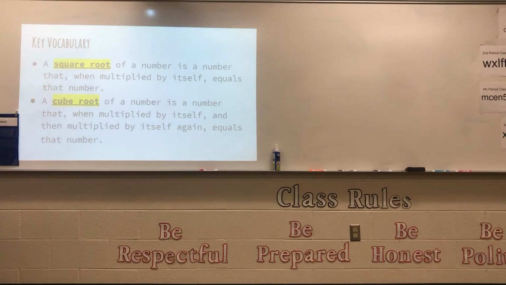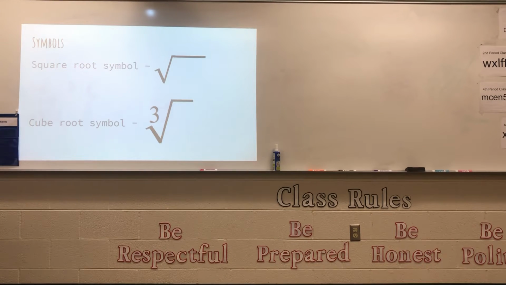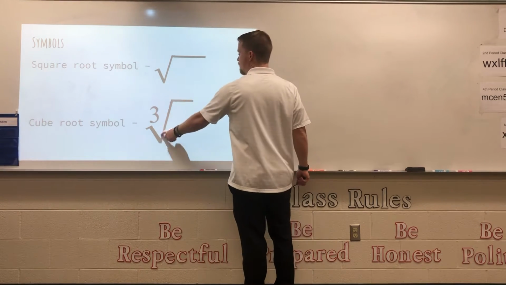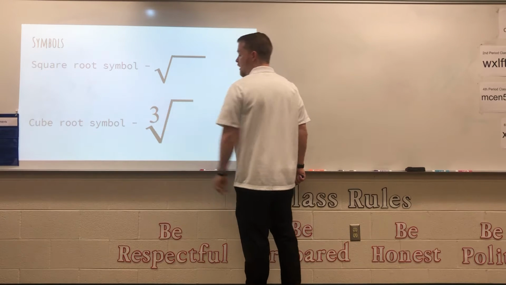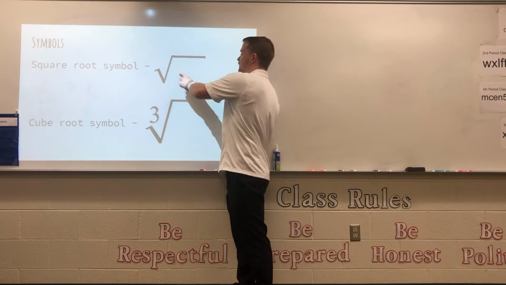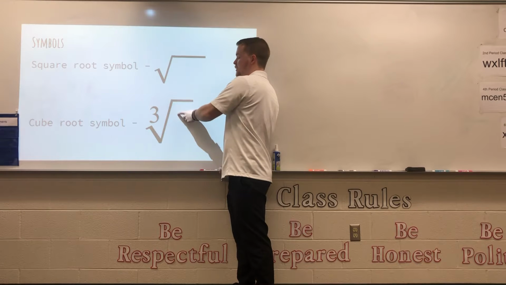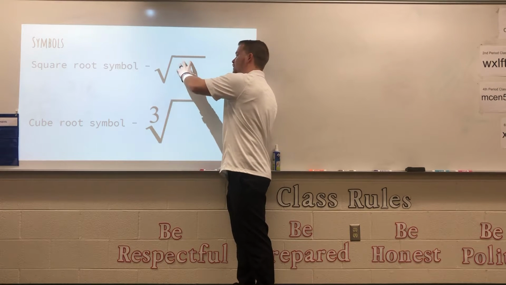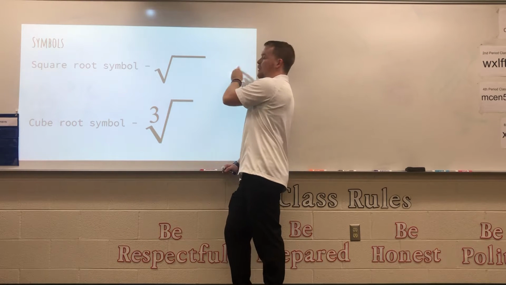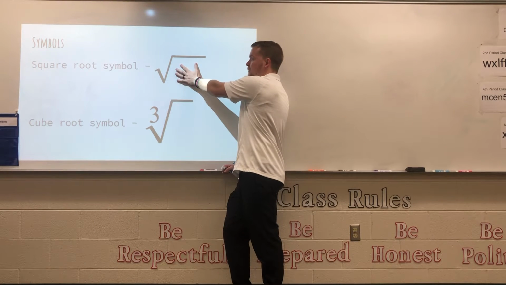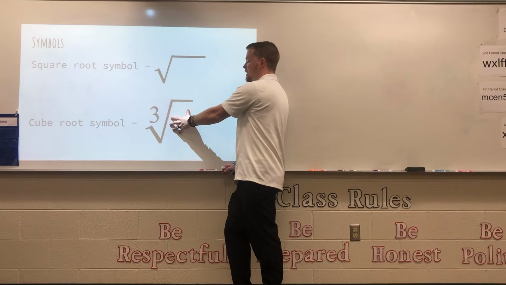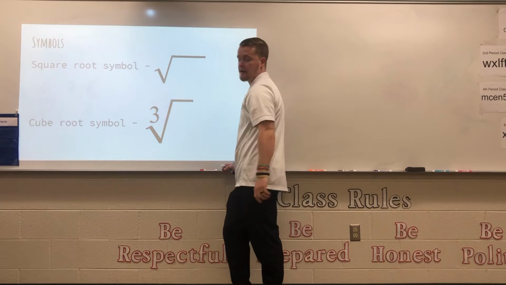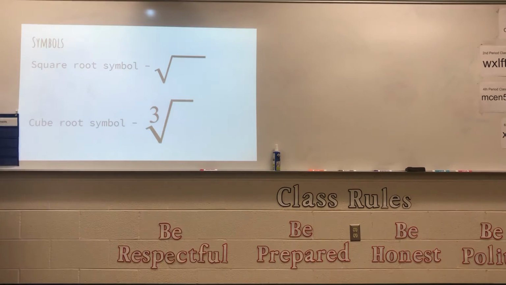So here are your symbols for each one. You have your square root symbol, which is this, and your cube root is the same thing, it's just got a 3 in the corner. So basically what's going to happen is you're going to have a number under these square root and cube root symbols, and you're trying to find what number multiplies by itself to equal that number. And then here, whatever number's under here, you have to figure out what number multiplies by itself 3 times to equal that number. Okay, so that's what we're looking at with this.